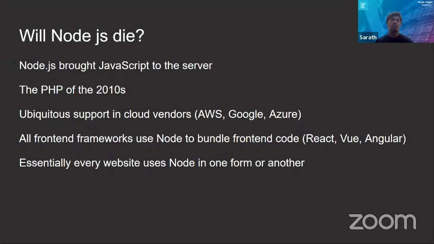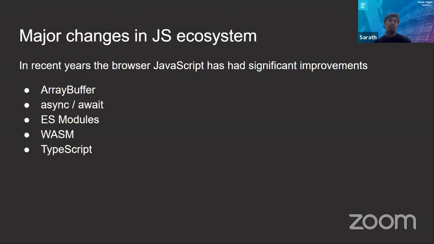A few more things. After Node.js came out, a lot of things changed in the JavaScript ecosystem, like array buffer, synth wait, ES modules, WebAssembly and TypeScript. One of the best things in Deno is it supports all of these out of the box. For example, in Node.js you can use async or await only inside an async function. Without that, you can't use await.